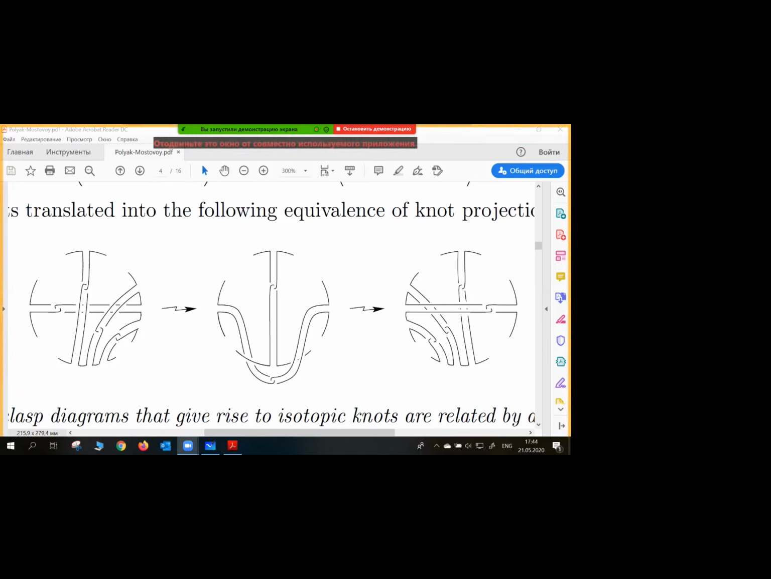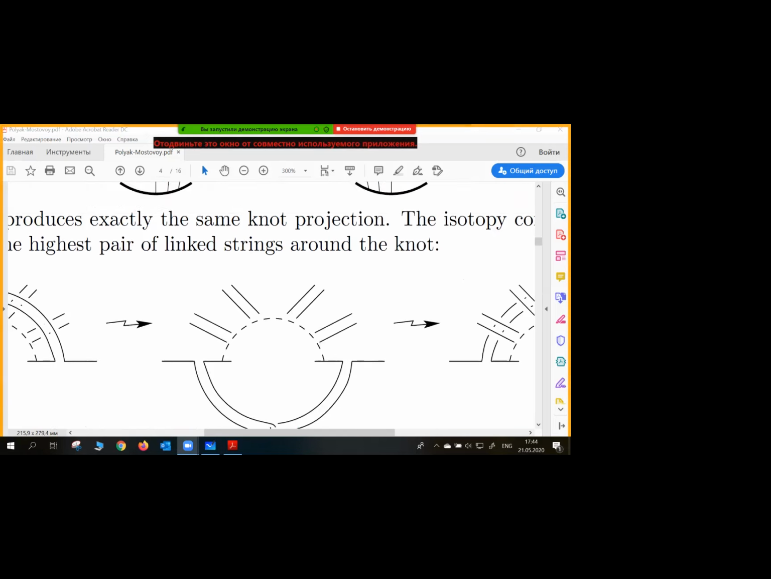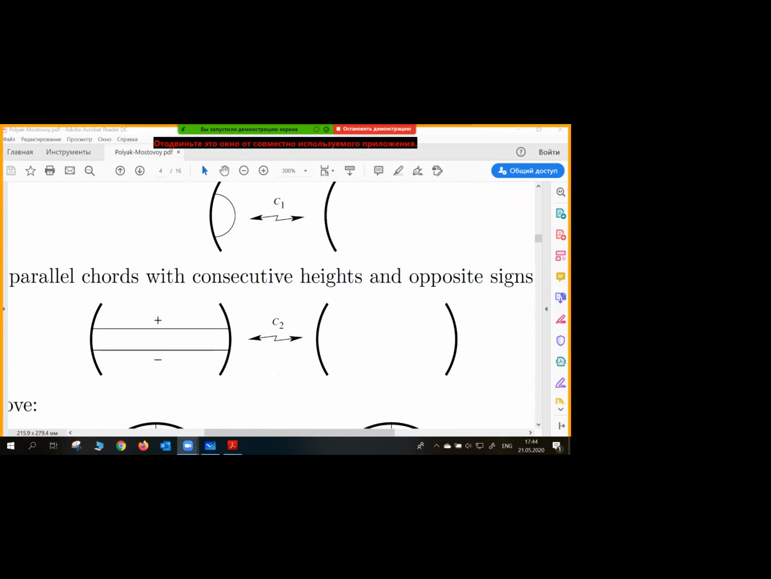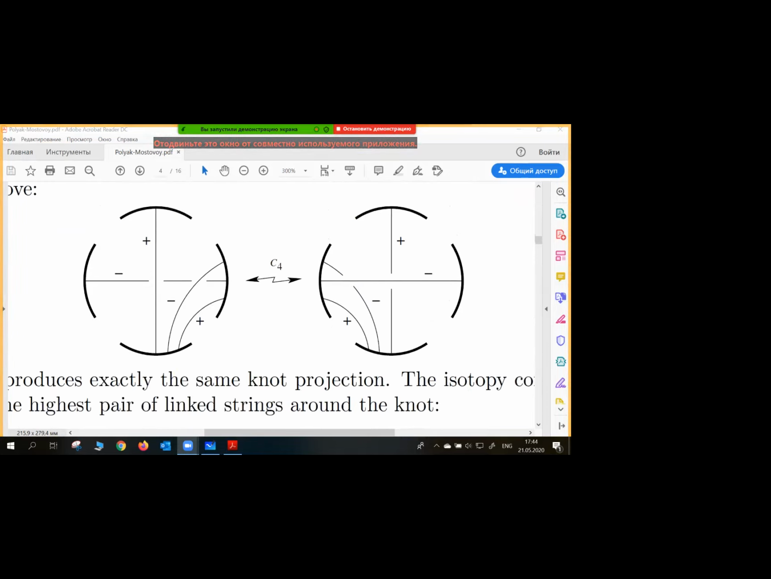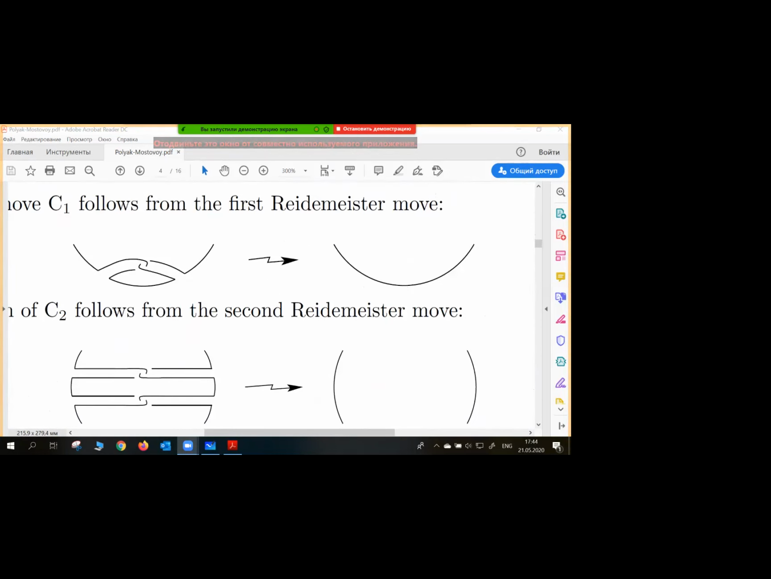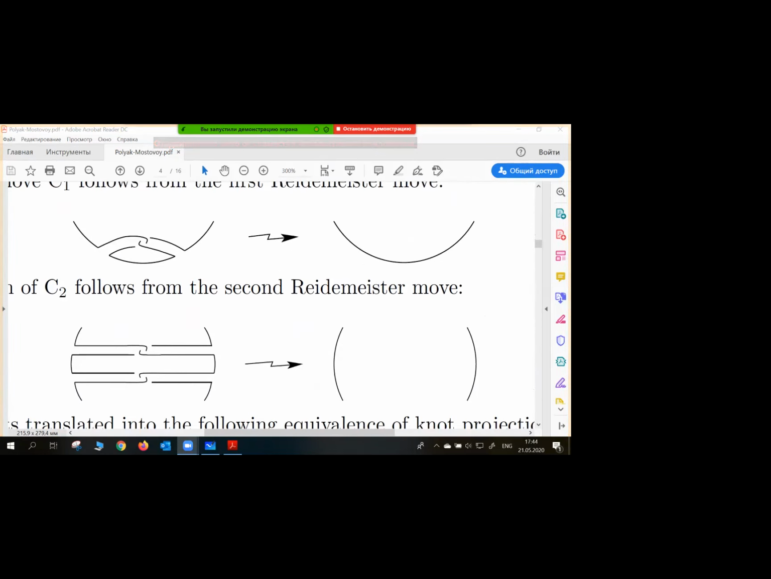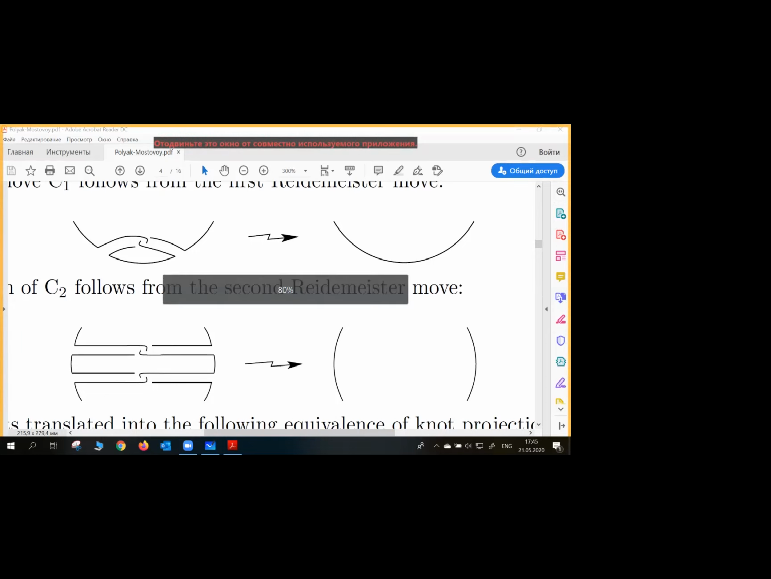And we can also erase two consecutive chords with consecutive heights and opposite signs, which I guess is pretty obvious. And we can also erase an isolated chord, which is pretty obvious. Here are the pictures. They need explaining. And so these moves, I'll make them a little smaller.